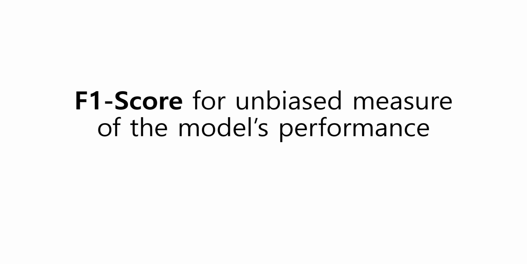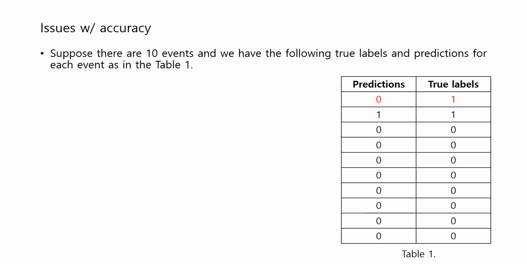In this video, you'll be learning about F1-score. So let's first look at the issues with the accuracy. Suppose there are 10 events and we have the following true labels and predictions for each event as in table 1. The model got 9 correct predictions out of 10 events.